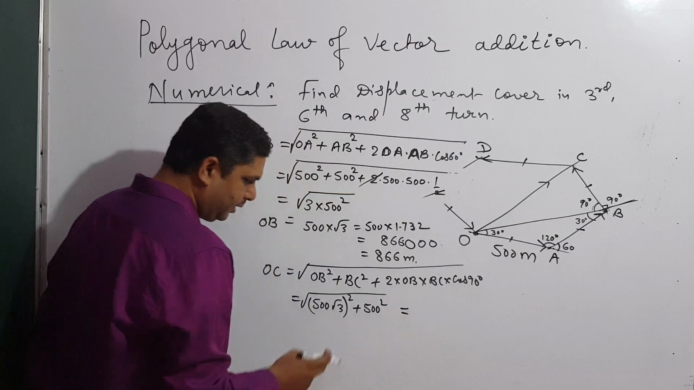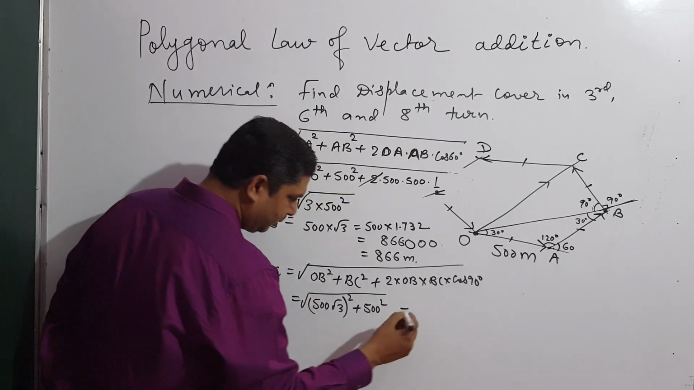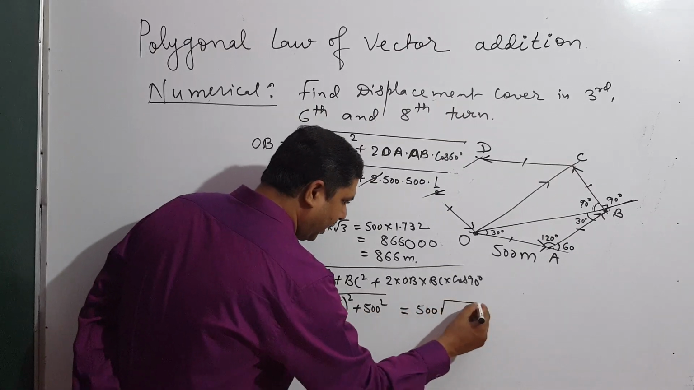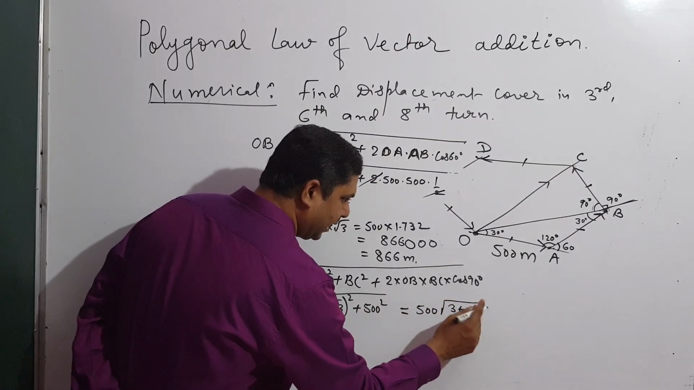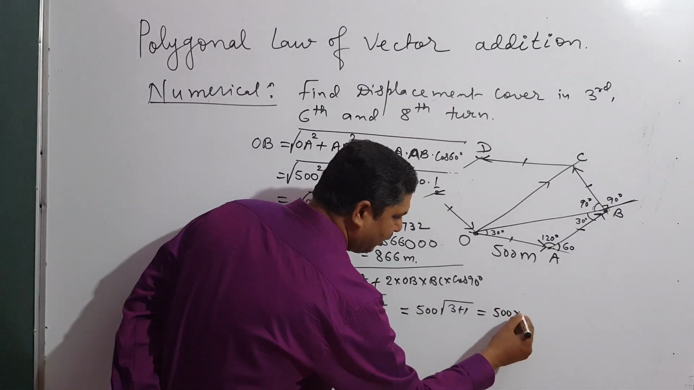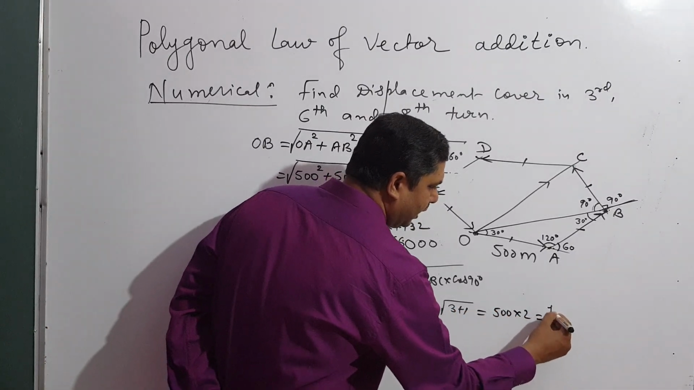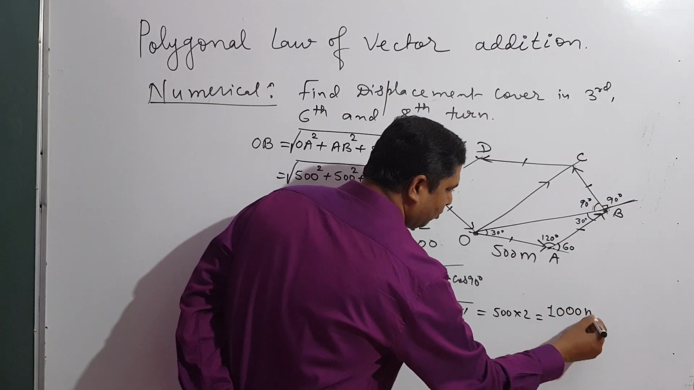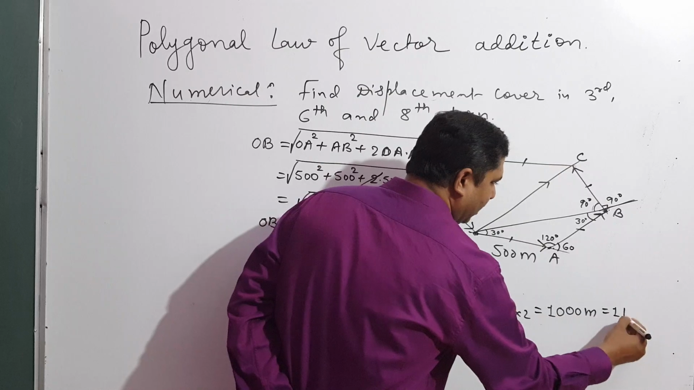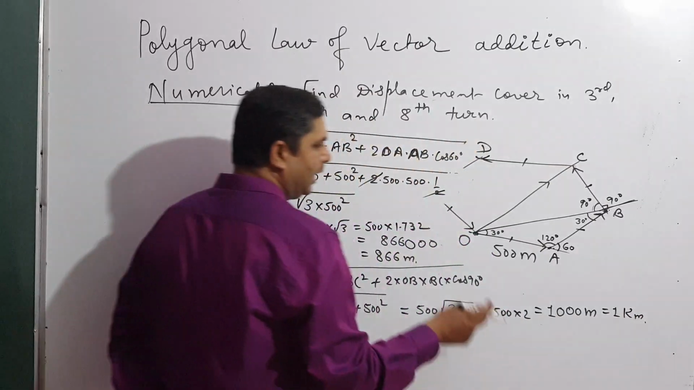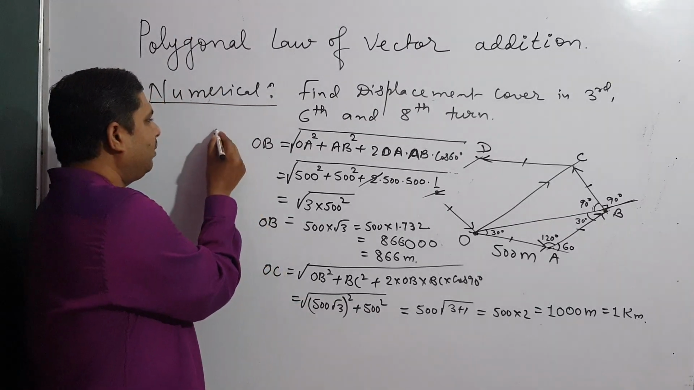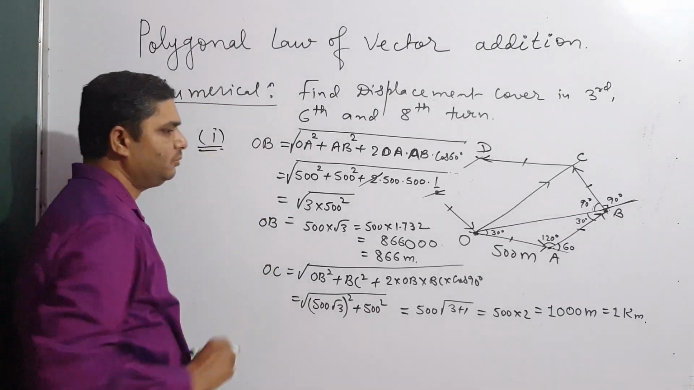So you have 500 root 3. This means that 500 is taken out from the root. Under root you have 3 plus 1, that is 4. Root of 4 is 2. So you have 500 into 2, which equals 1000 meter, or you can write it 1 kilometer. So the length OC is 1 kilometer. So we have solved our first question.